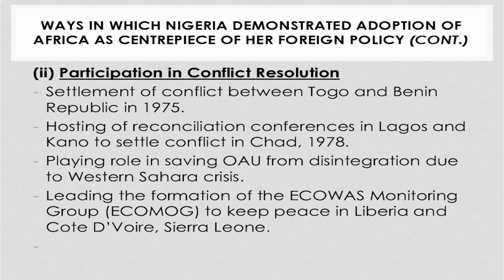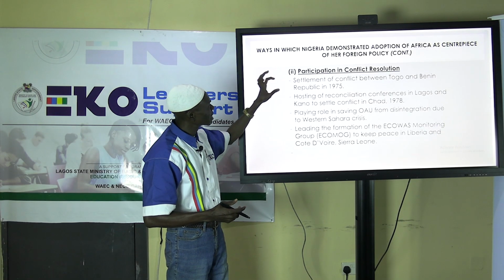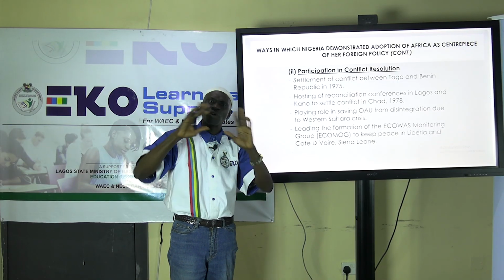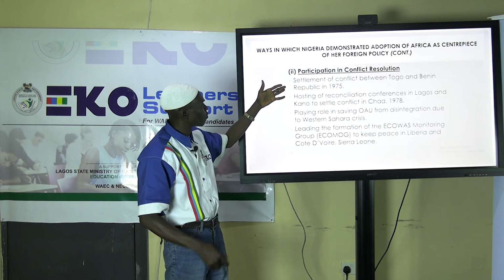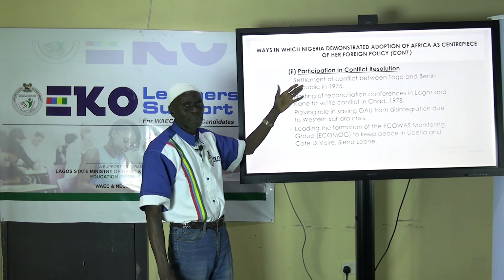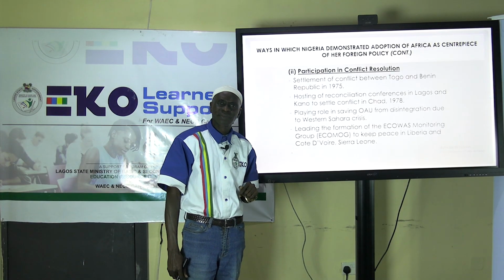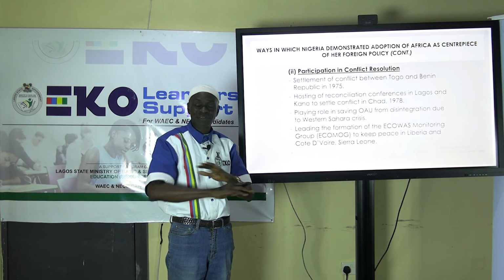The second aspect is on participation in conflict resolution. After independence of some of these countries of Africa, many of them could not even stand politically. They were still depending on who to rule, who to determine what to do in terms of leadership. So, Nigeria participated in resolution of their conflicts. We can give an example of settlement of conflict between Togo and Benin Republic in 1975, which could have made for collapse of the two countries.